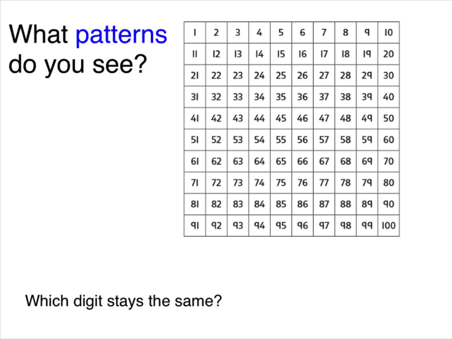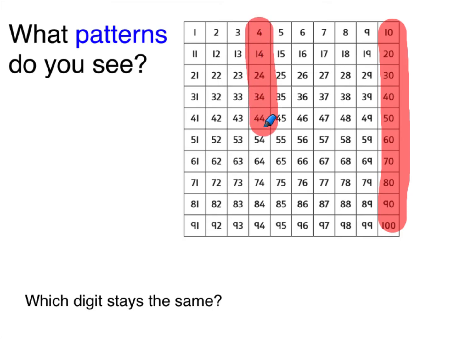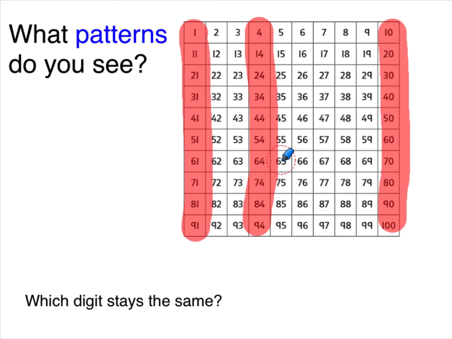So then we're going to look for patterns in the 100 chart. When we look down, there are different kinds of patterns than when we look across. When we go down, if you look at the ones digit, they're all going to stay the same. So these all end with zeros. These all end with 4. These all end with 1. So when you go down, the ones digit stays the same, but the tens digit goes up by 1.